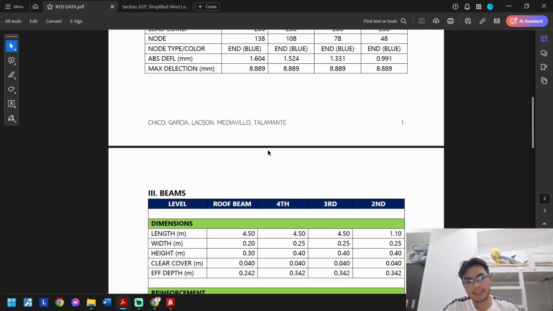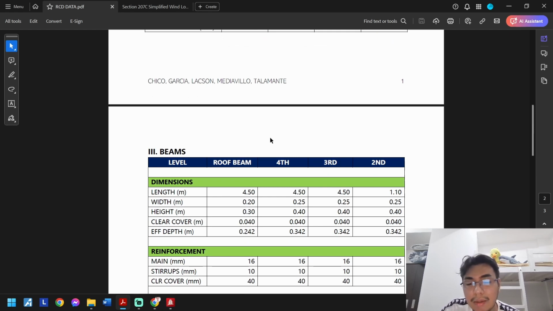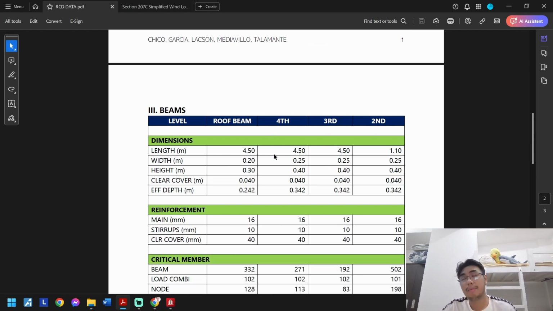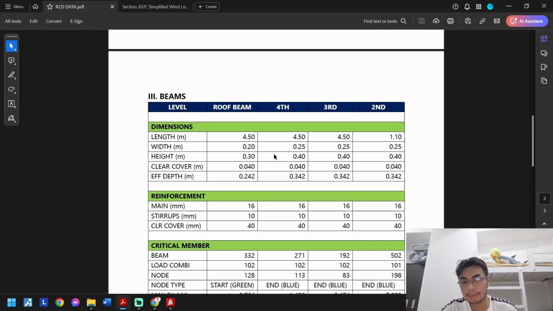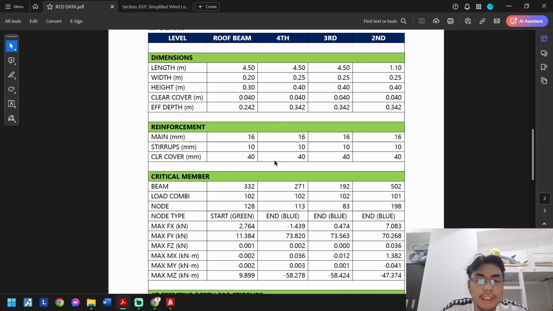Next, for the beams, here are the critical beams that STAAD Pro has shown using the post-processing. For this one, to be input into the Excel, we have used 16 millimeter main rebars. And for the stirrups, we have decided to use 10 millimeter stirrups and 40 millimeter clear cover.